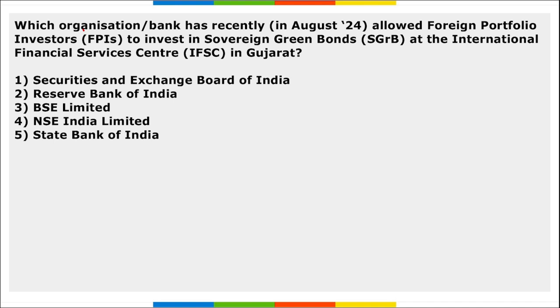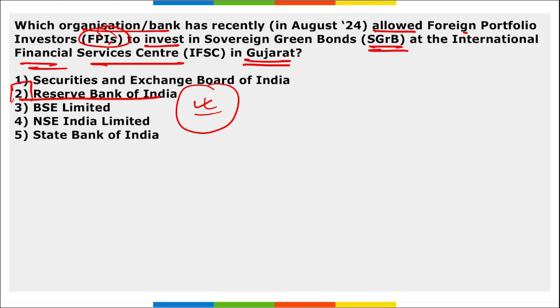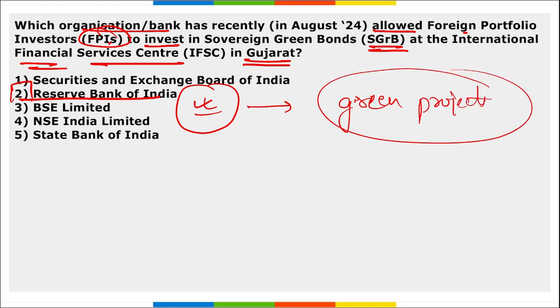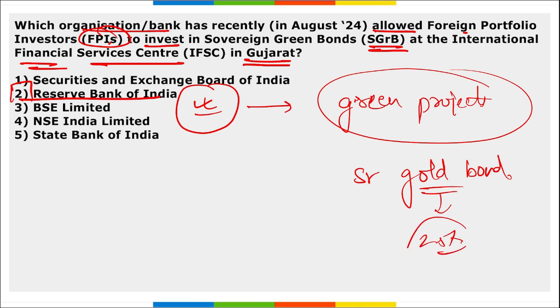Next is which organization or bank has recently allowed the FPIs to invest in sovereign green bonds at International Financial Service Center in Gujarat? So it is RBI, Reserve Bank of India, right? So they have allowed the foreign portfolio investors to invest in the sovereign green bonds. Sovereign green bonds are basically when you invest in the green projects, right? And the money collected through these bonds will be invested in the green projects, right? Next, similarly, there are sovereign gold bonds. That is the amount when you invest in gold, and a fixed return of 2.5% per annum is given to you.